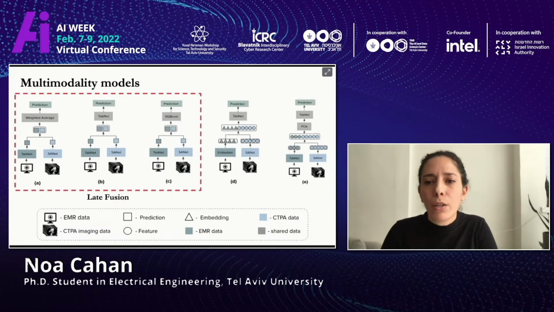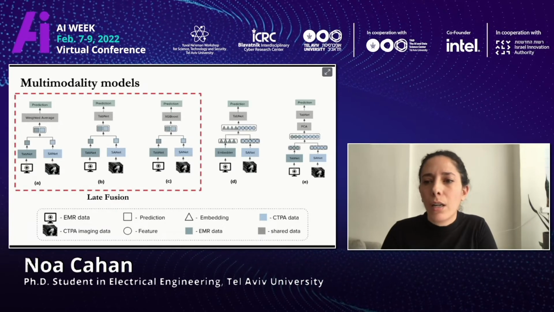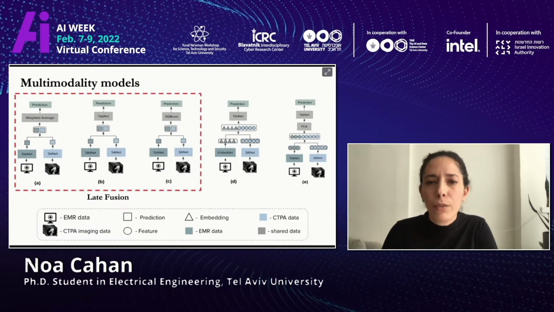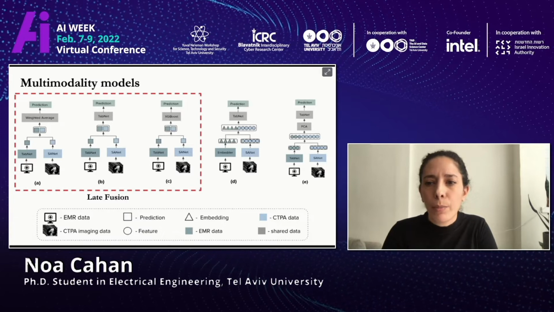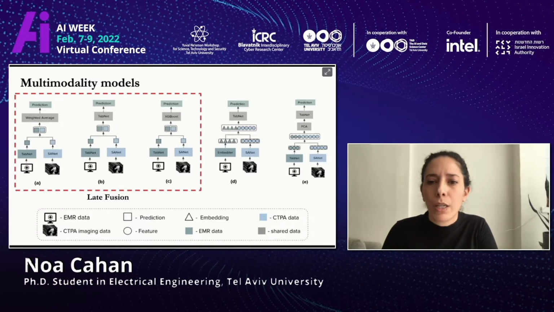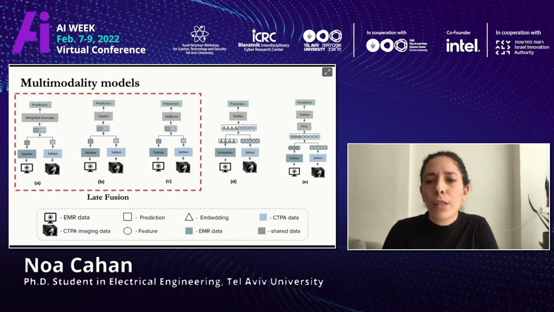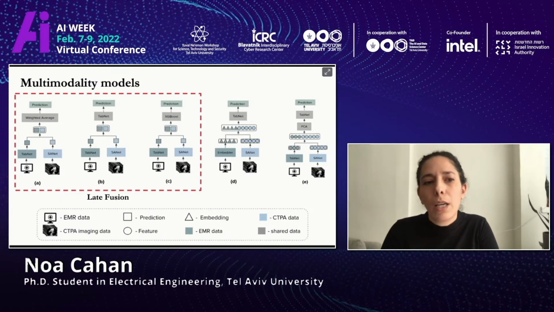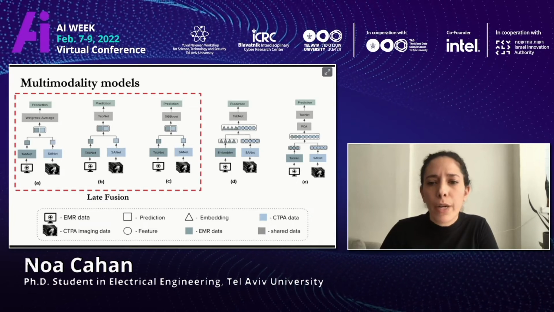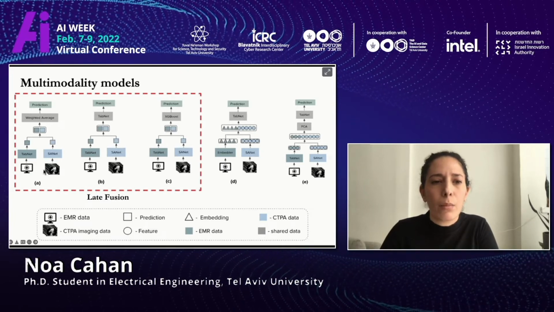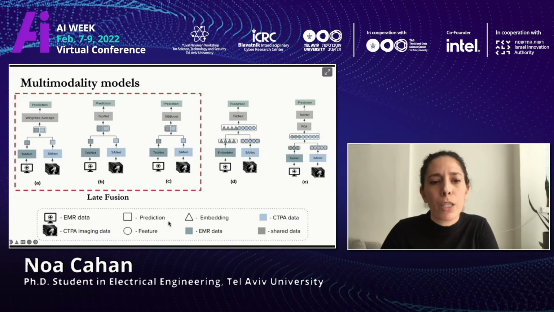The first three models, A, B, and C, are late fusion models. In late fusion, we extract the prediction probabilities from the unimodal classifiers and integrate them. These three models differ in the aggregation we use. As you can see here, the squares represent the predicted probabilities from each unimodality.